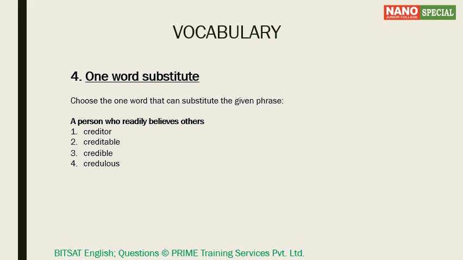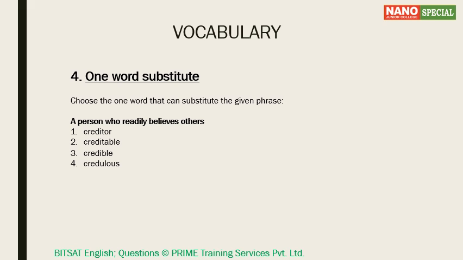Second is creditable. Creditable means commendable, laudable. Okay, it may not be outstanding, but commendable all the same. For example, though the team lost, they put up a creditable performance. That is how it is used. But anyway, not close to what we are looking at. The third one, credible. What is credible? Credible means believable. We found his story credible. That is how credible is used, but still not the answer.